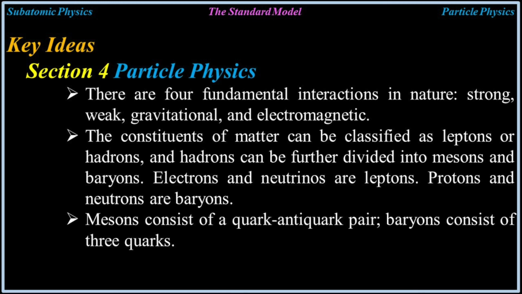Section 4, particle physics. There are four fundamental interactions in nature: strong, weak, gravitational, and electromagnetic. The constituents of matter can be classified as leptons or hadrons, and hadrons can be further subdivided into mesons and baryons. Electrons and neutrinos are leptons. Protons and neutrons are baryons. Mesons consist of quark and antiquark pairs. Baryons consist of 3 quarks.